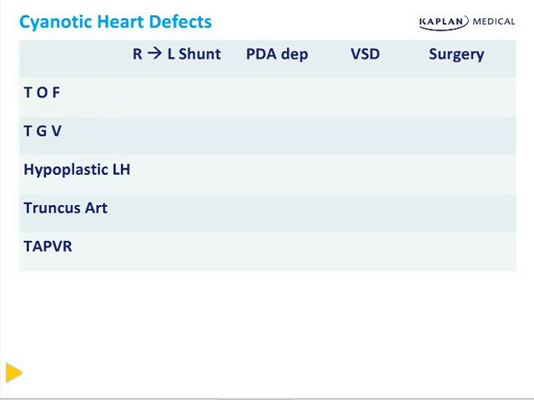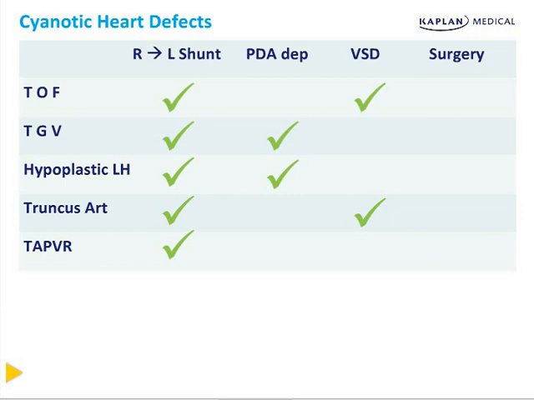And so they're all right to left shunts. But only 2 of them are PDA dependent. Can you remember? It's the middle 2. It's transposition of the great vessels and hypoplastic left heart syndrome. Think of those 2 as PDA dependent. And then which 2 have VSDs? And if they have VSDs, remember VSD is only one of the 3 possible causes of a holosystolic murmur.